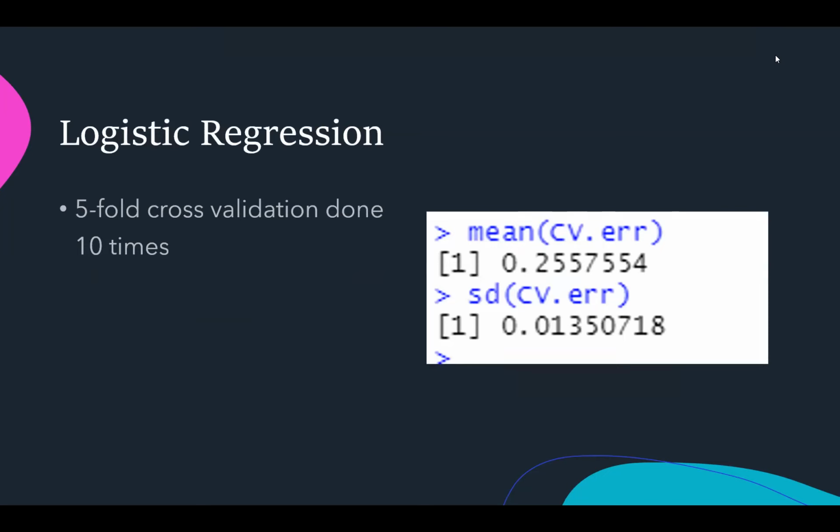Now, for actually applying the models, I just did 5-fold cross-validation using the built-in function in R, cv.glm, where I just defined the method to calculate the error, and that does all the heavy lifting for me. I got a mean cross-validated error of 0.25, with a standard deviation of 0.013.